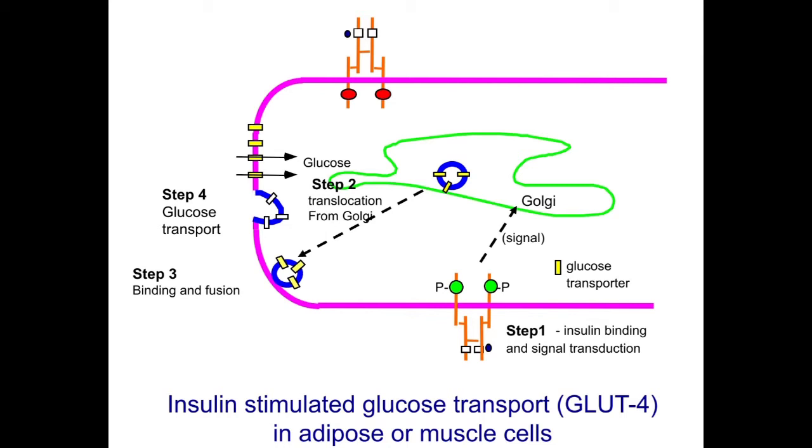One of the important results of that cascade is that you see here the Golgi apparatus. These are Golgi vesicles.